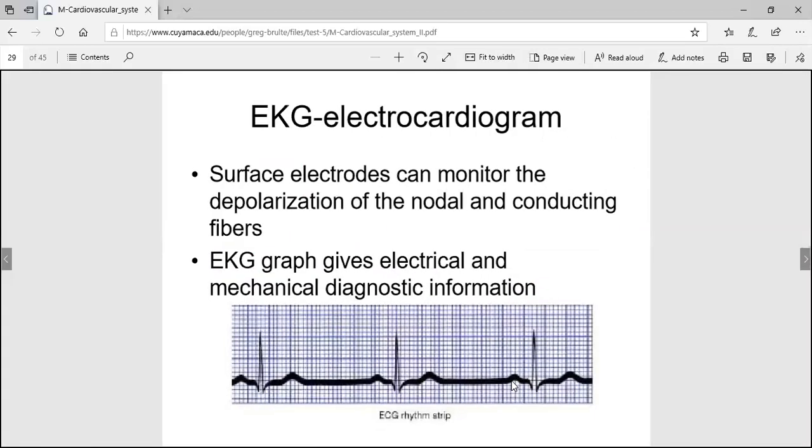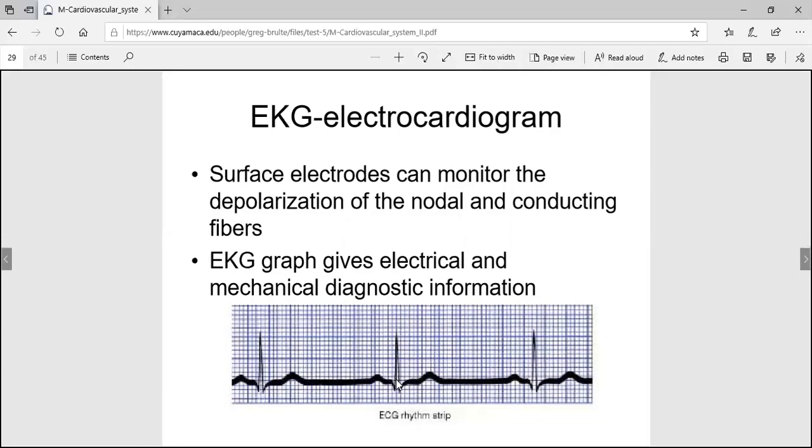All right. So this was on that first slide, and there's a P wave, QRS complex, and a T wave. These are just representations on the graph of the electrical activity of the heart. So the P wave represents depolarization of the atria. The QRS represents depolarization of the ventricles, and the T wave represents repolarization of the ventricles.